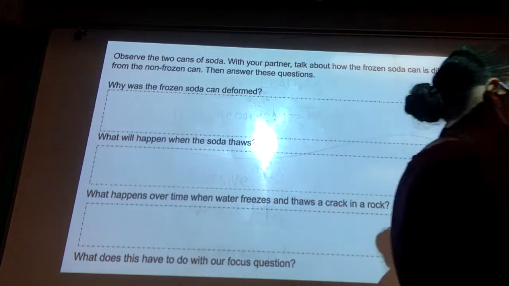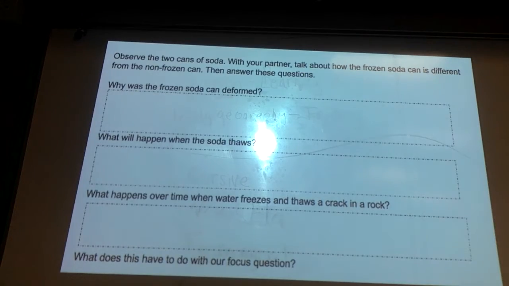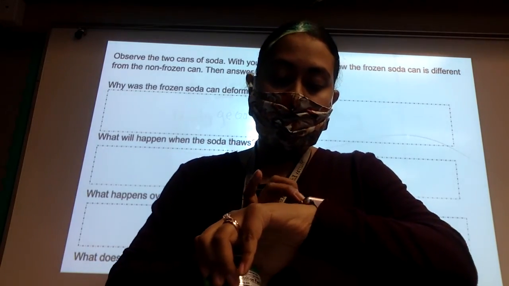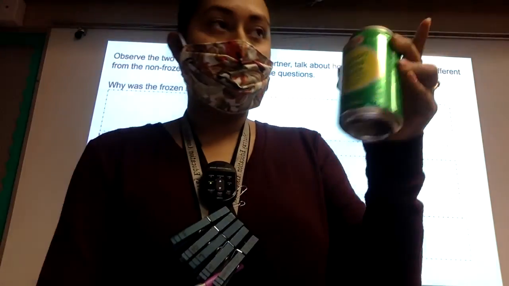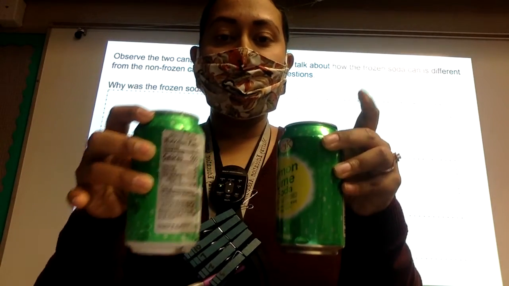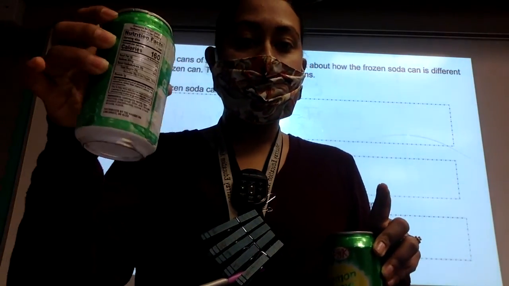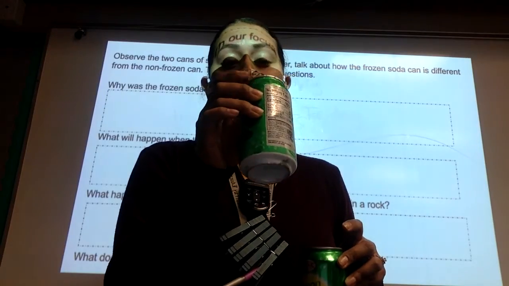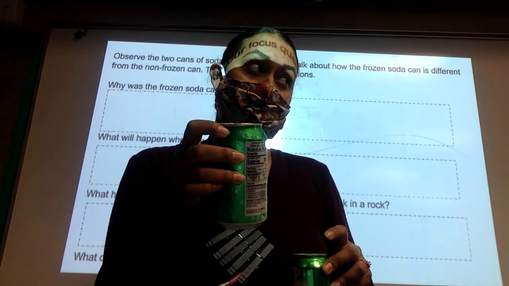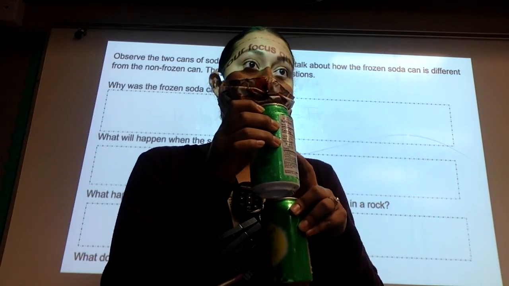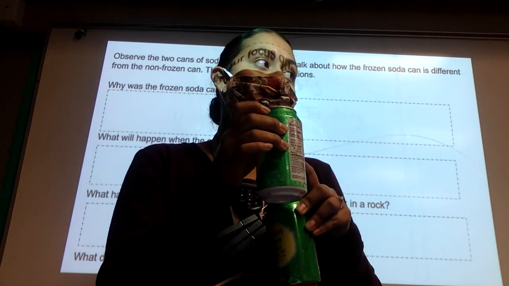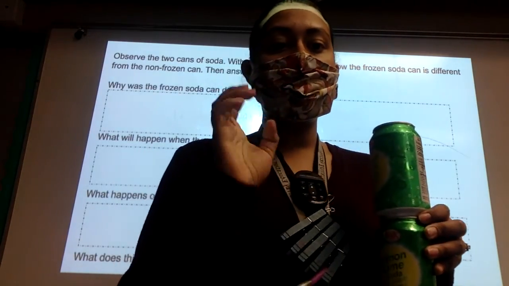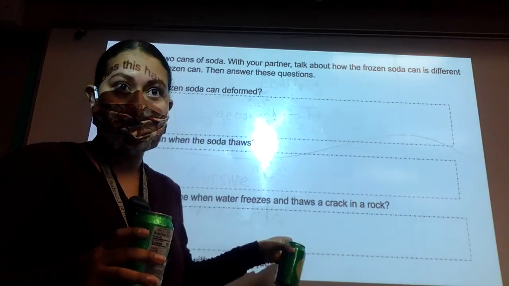So you are going to observe two soda cans. Can we drink after? So with your group, you're going to observe the two soda cans. And then with your group, you're going to talk about how the frozen soda can is different from the non-frozen soda can. I also want you to picture a frozen soda can that might have exploded. Okay? Because what happens when you freeze a soda can for too long? It explodes, right? Okay. So think about that when you're answering these questions with your group.